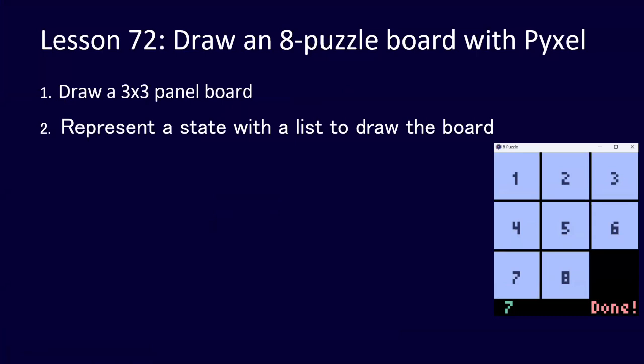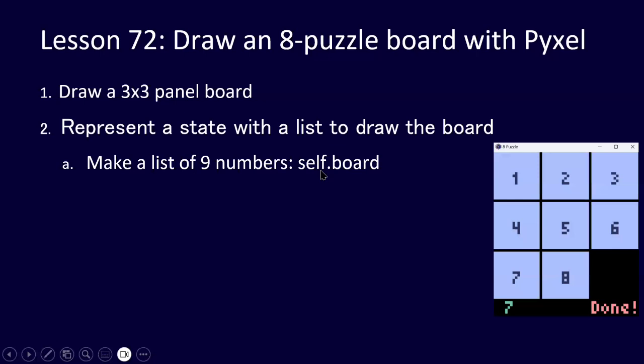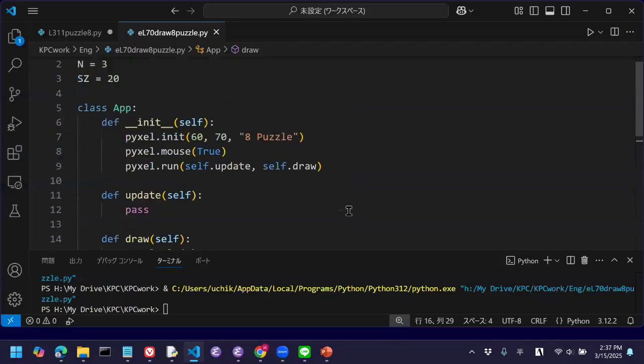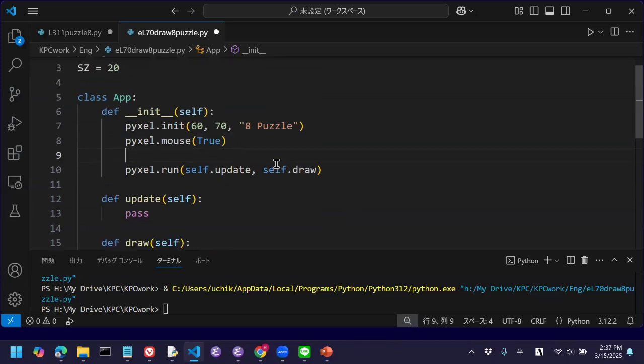So we need to represent a board state with a list to draw the board. Let's make a list of 9 numbers and call it self.board. We use the self keyword here because we want to use it all over the class, in init, in update, and in draw. So let's initialize it here in init.